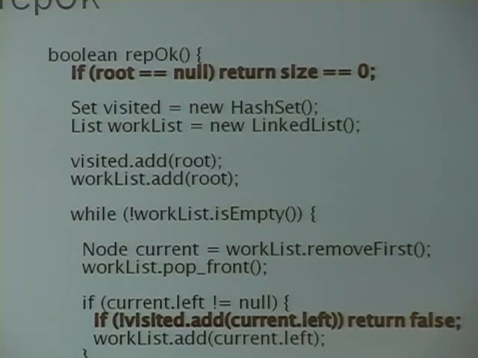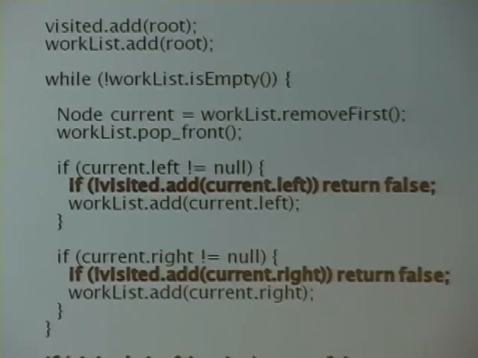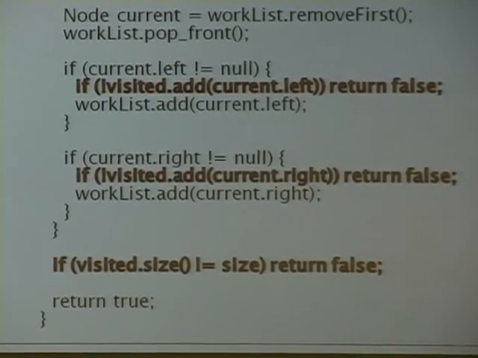Now, repair performs the following. It takes this repOK description and traverses it to see if you have an underlying tree. And if not, it will mutate the tree to repair it to become a valid binary tree.